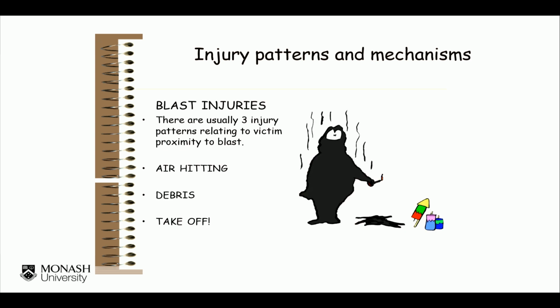And then finally, looking at blast injuries, there are usually 3 injury patterns relating to the victim. Proximity, so the main thing is how close is the patient to the blast. So you could have air hitting or debris, or if the patient is very close, then you could have any of the limb injuries that can take place.